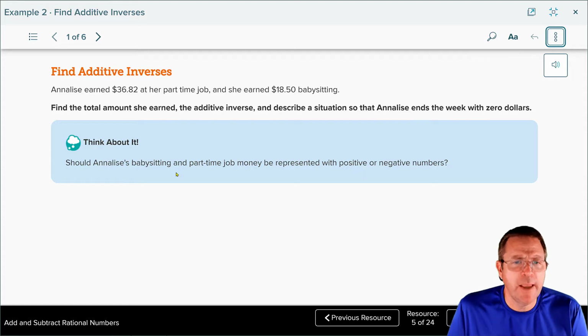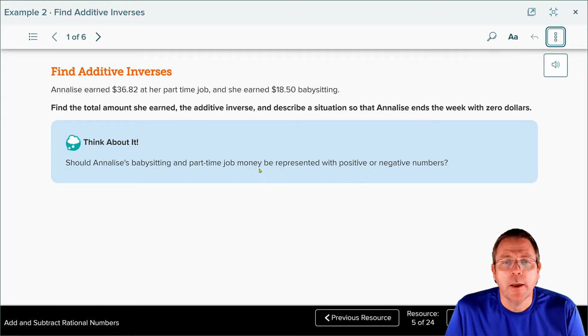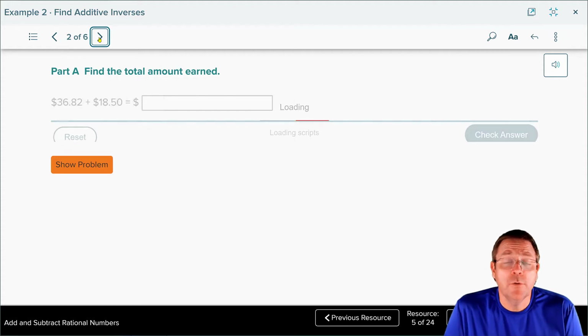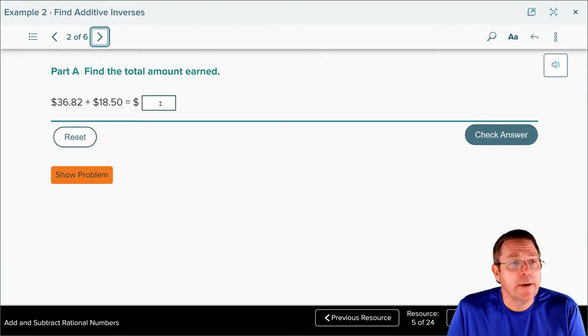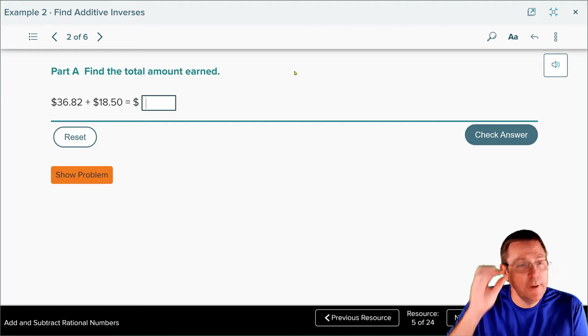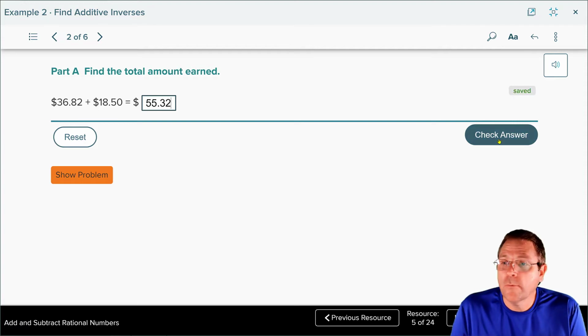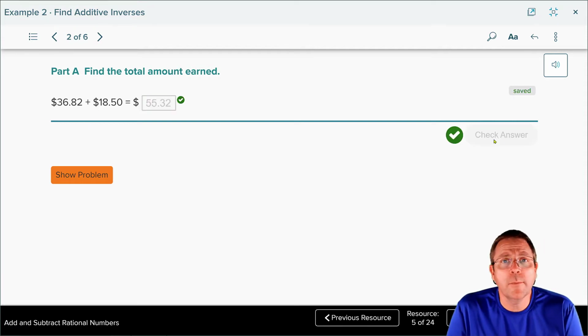Should Annalise's babysitting and part-time job money be represented with a positive or negative number? Well, these are positive numbers because that's money she's brought in. She has earned it, and since she's earned it, it's going to be a positive number. First thing we're going to do is find the total amount earned. We're going to add 36.82 and 18.50. That's going to give me 55.32, I believe, if I did that number right in my head, and I did. So the total amount she earned, $55.32.